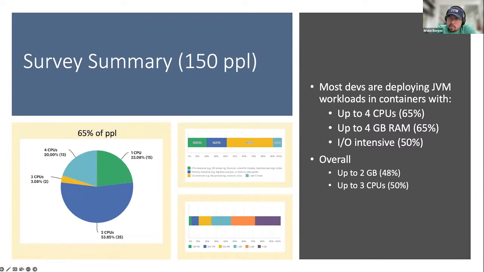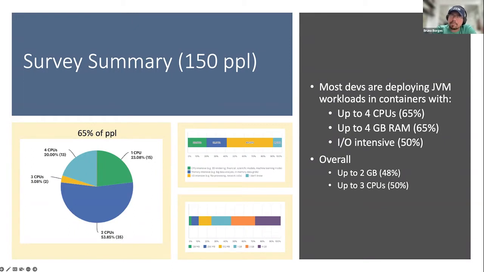So we asked further questions on another survey. About 150 people answered this one. And we asked, hey, are you deploying Java inside containers? And 150 people said yes, we are. And out of those, 65% of all of the survey said that they use up to 4 CPUs only. And 65% said up to 4 gigabytes of RAM of memory for the container.